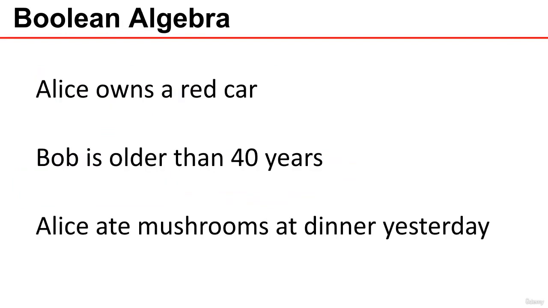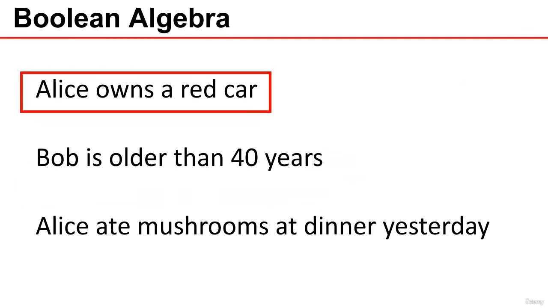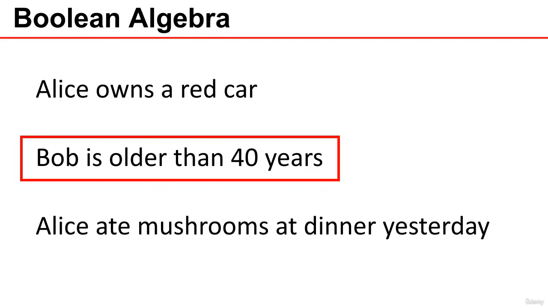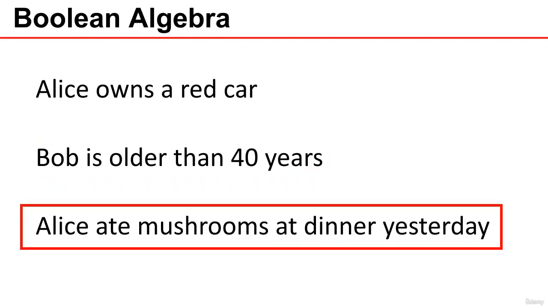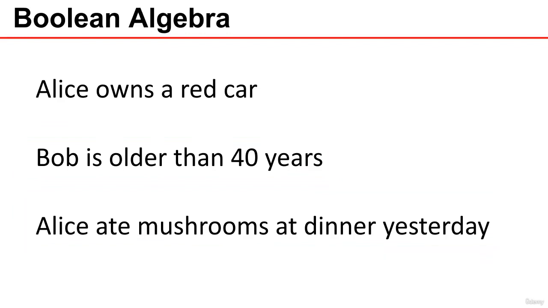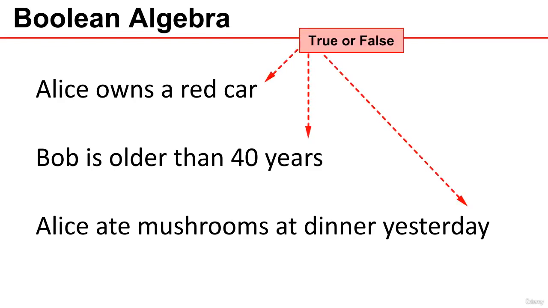Here are some sample Boolean statements. Alice owns a red car. Bob is older than 40 years. Alice ate mushrooms at dinner yesterday. We are familiar with such statements from our conversations with friends and family. These statements can be either true or false. This is important, so I will repeat that. A Boolean statement can be either true or false. No other values are possible.